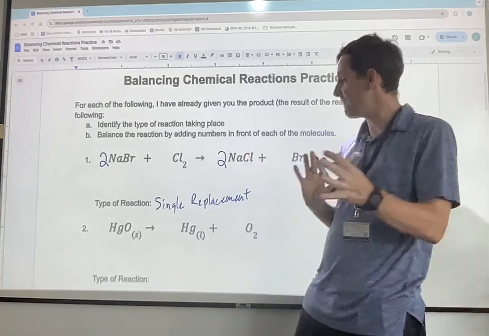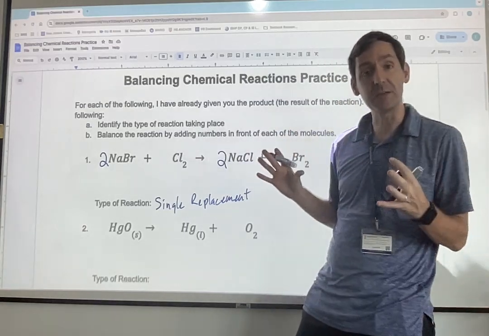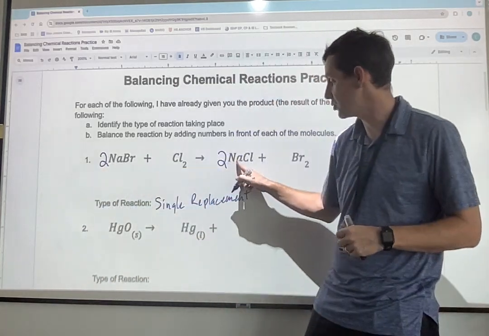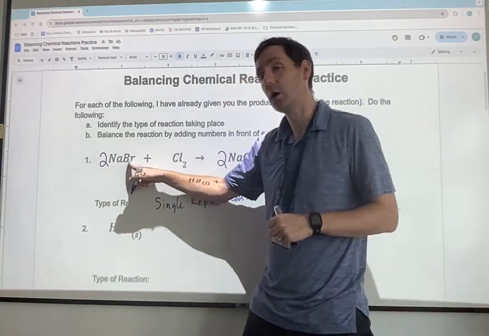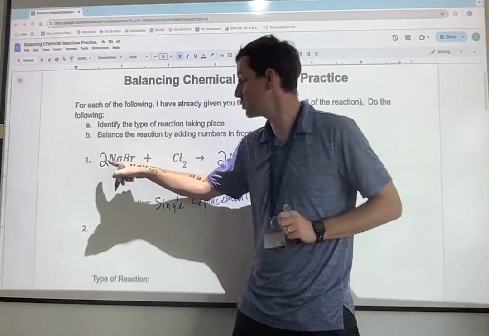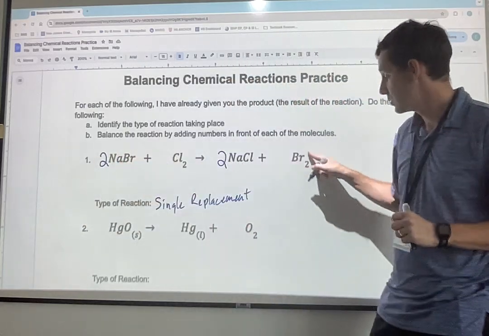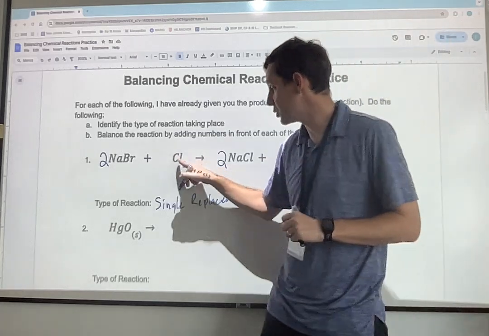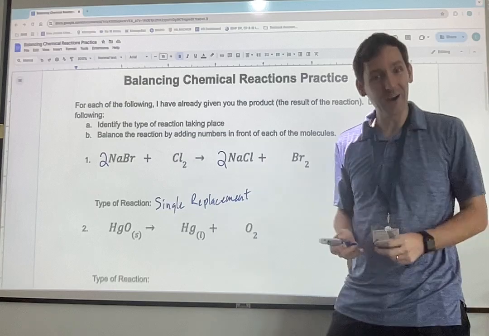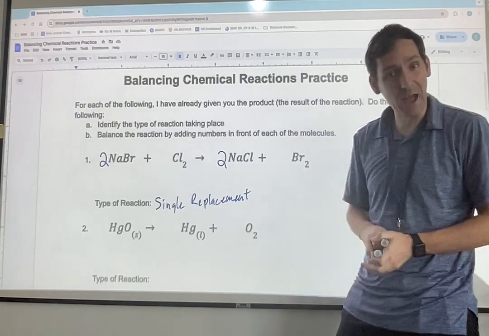So at this point, I feel like I've done everything that needs to be done, so let's just go double check. I have 2 sodiums, I have 2 sodiums. I have 2 bromines. Remember, this is a group, so that means 2 of each of those. So 2 bromine and 2 bromine. I have 2 chlorines, and I have 2 chlorines. So therefore, we did it. We got it. That's not too bad, right?